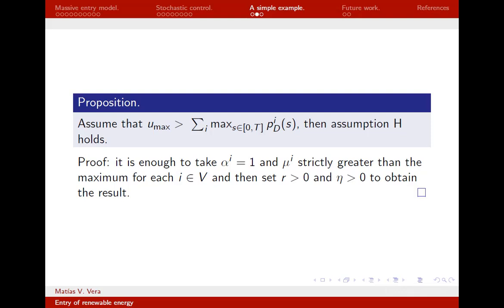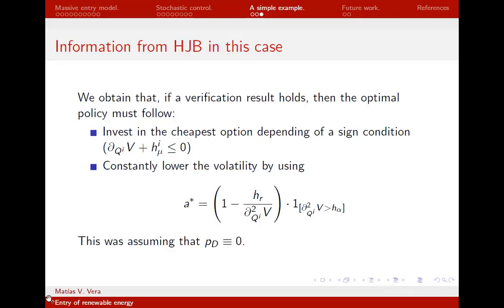It's a very large equation. It's not really interesting to see it, but we can get some conclusions from it. So if we assume a verification result, which is something that we haven't proved yet, so don't think about it too much, but if we assume it, then the optimal policy of this problem must be to invest in the cheapest option depending on a sign condition.